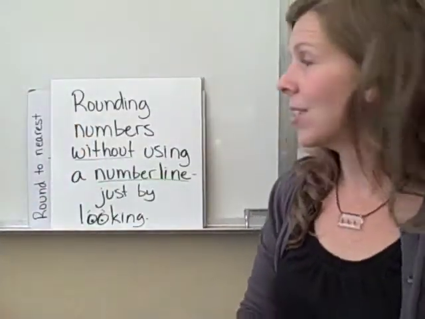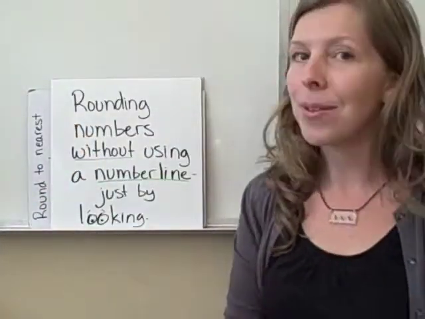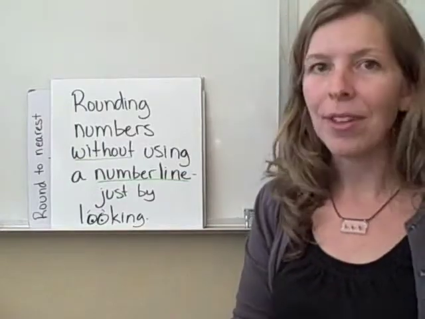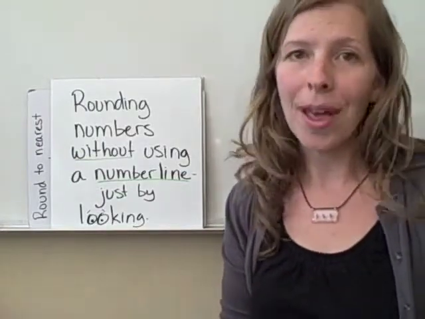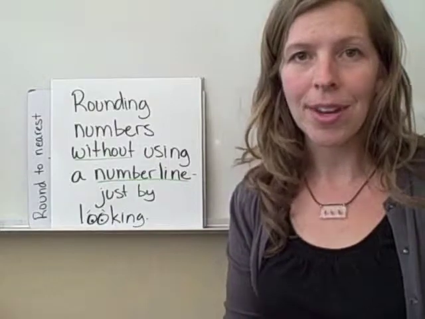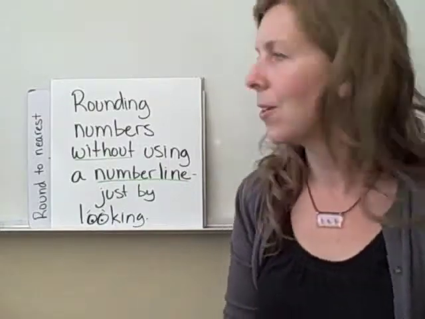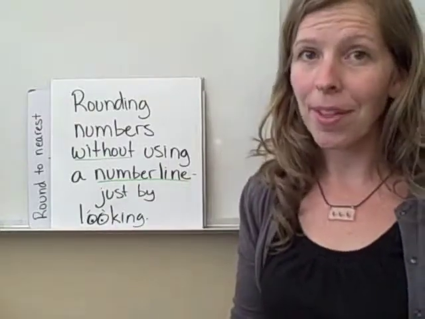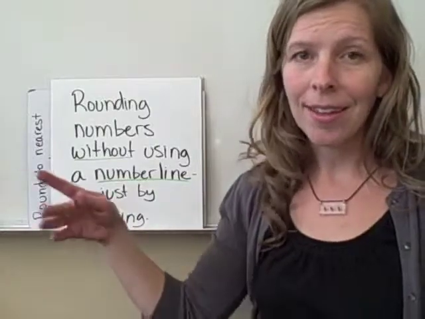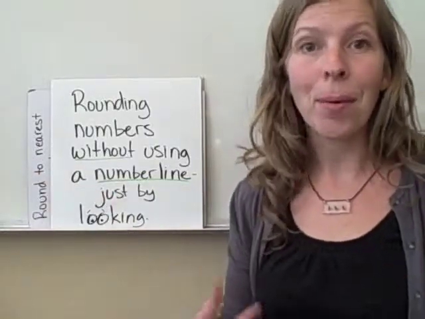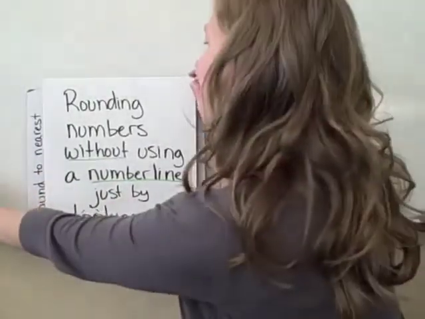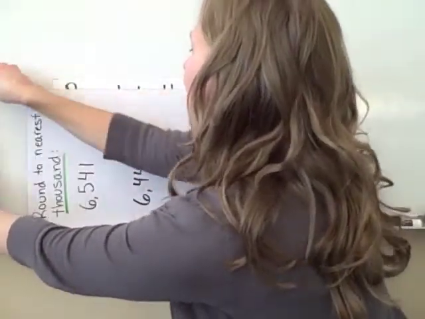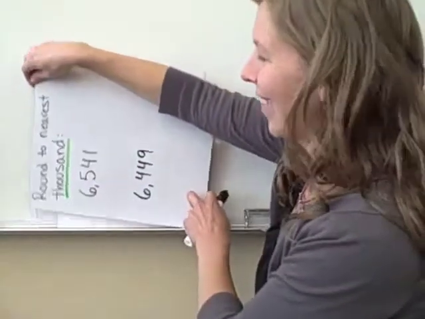Now, I want us to talk about rounding numbers without using a number line, just by looking. So this is the more abstract way of rounding numbers. It might be what you already do. So we're not going to talk about number lines anymore. We're not going to use that conceptual understanding. We're going to be more abstract. And I have to flip this over.